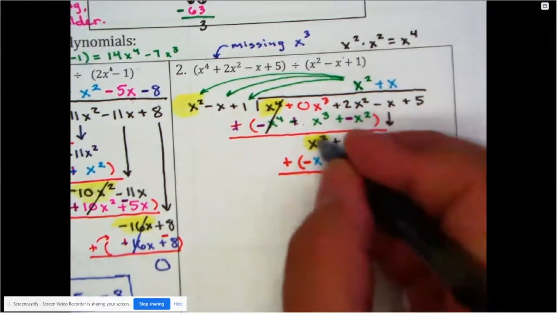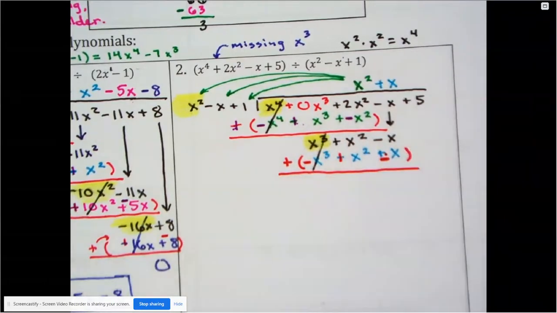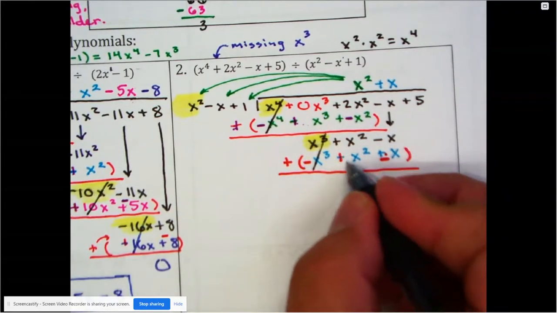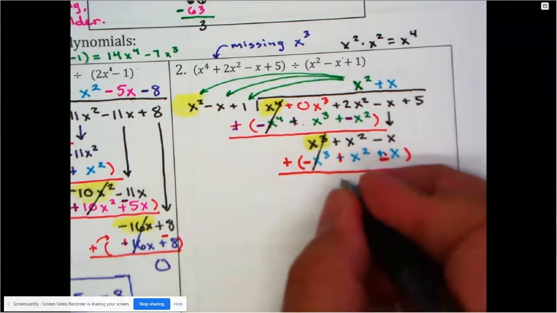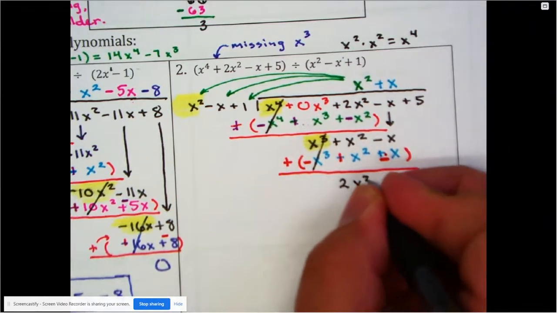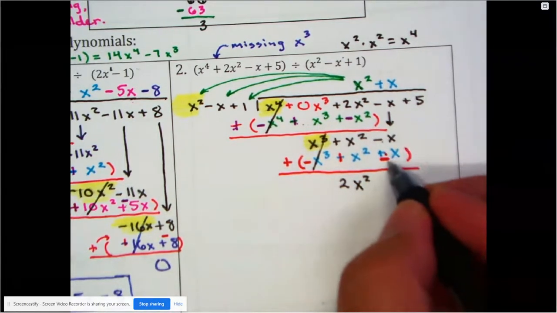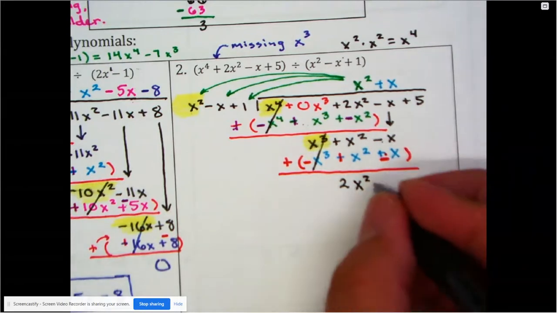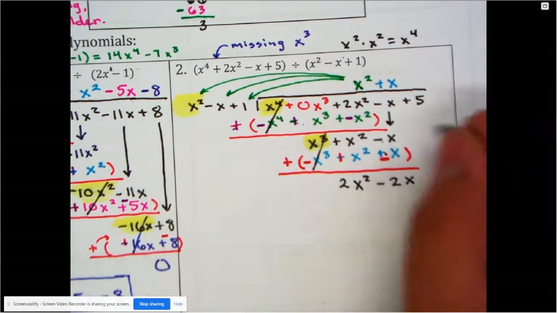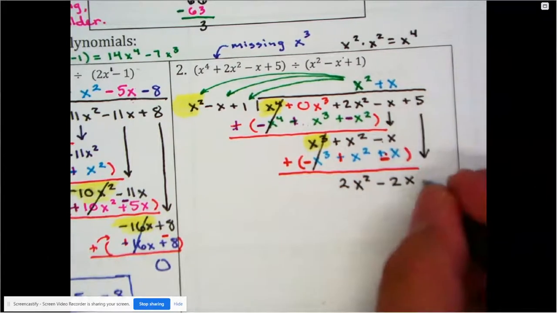A positive x to the 3rd and a negative x to the 3rd go away. 1 plus 1, you see, they didn't cancel. 1 plus 1 is now 2x squared. Negative x and negative x, they don't cancel. Now it's negative 2x. And look, now we know this is going to be our last time we do this.